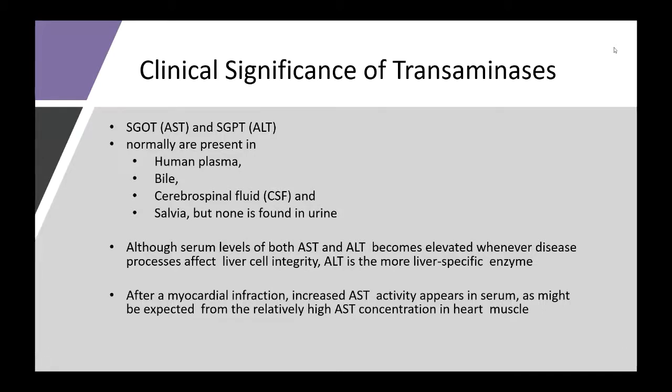The serum levels of both of these enzymes become elevated whenever disease processes affect liver cell integrity, but ALT is more specific towards the liver cells in respect to AST. AST is more relevant to cardiac disease or the cardiac cells and muscles, soft tissues. So after myocardial infarction, there will be an increase in AST, but not ALT. But when the liver is involved, with hepatitis or cirrhosis, then the ALT activity will be higher in the blood plasma.